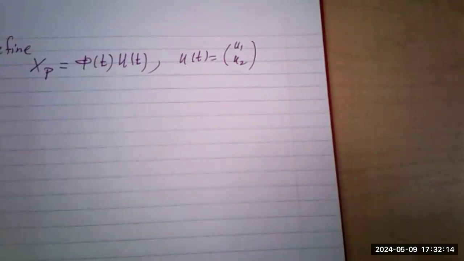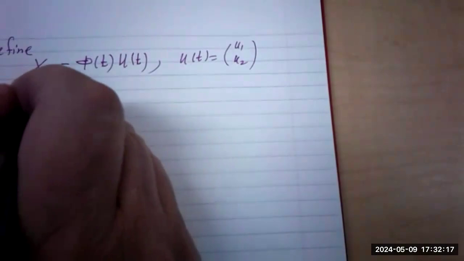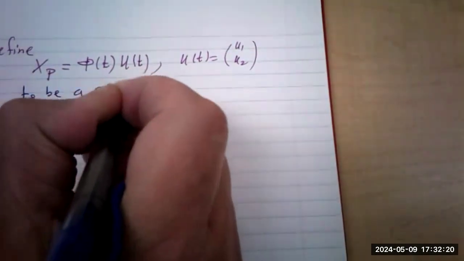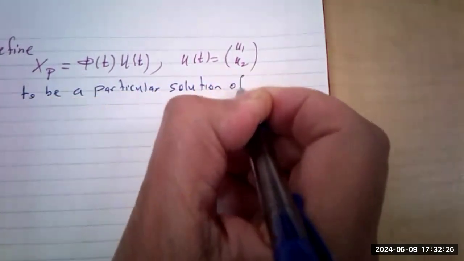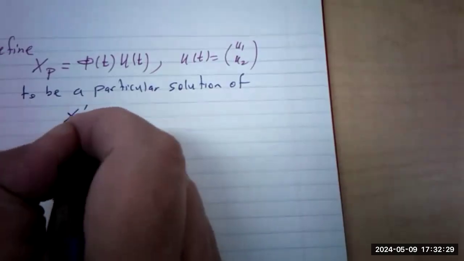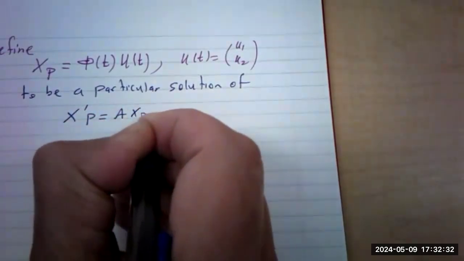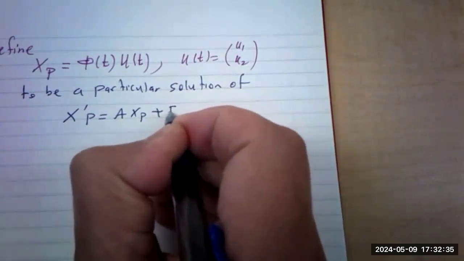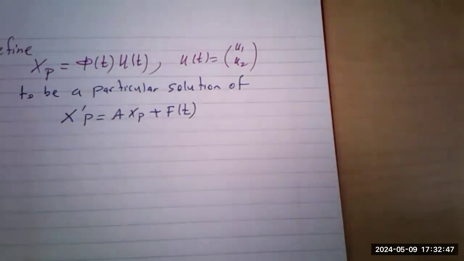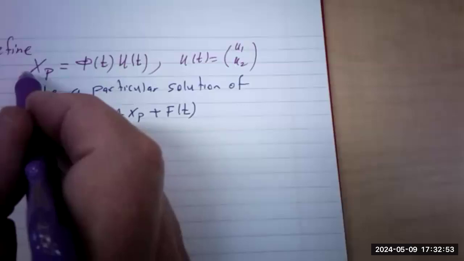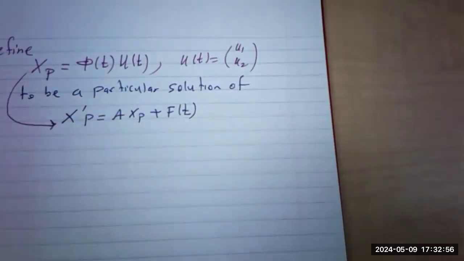Okay, we define x of p to be a particular solution of what? Of that system that you have. X prime of p equal to a times x of p, plus f of t. So as we did with the case of the previous equation, remember we substitute that into this equation. Because if you say it's the solution, you must be able to substitute it. So bring this one here and substitute it.